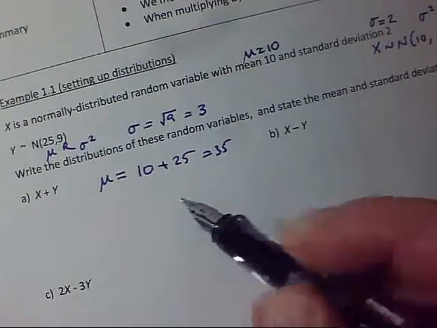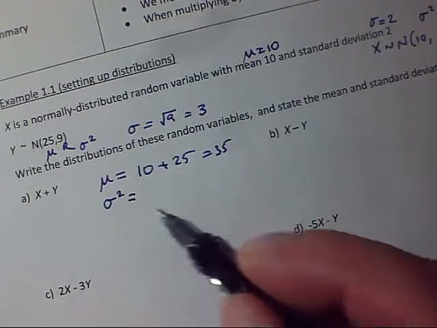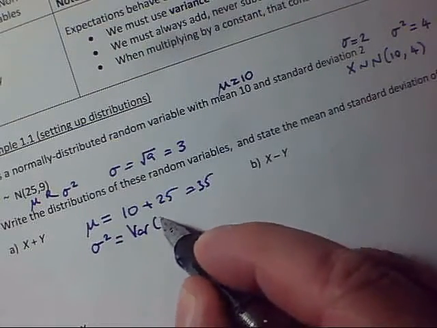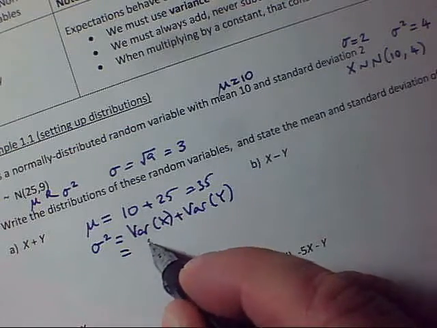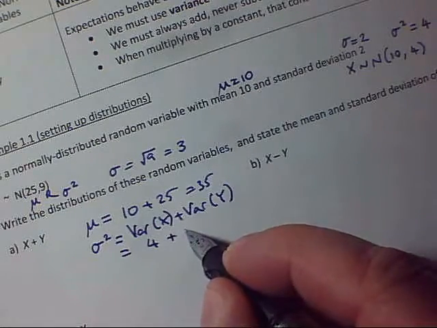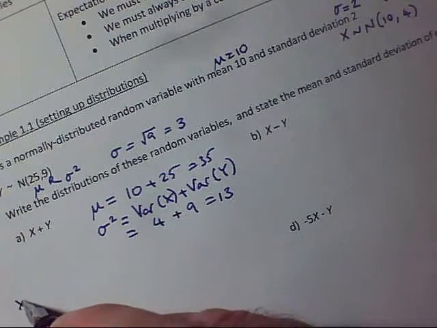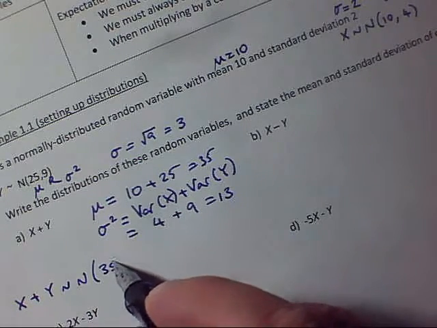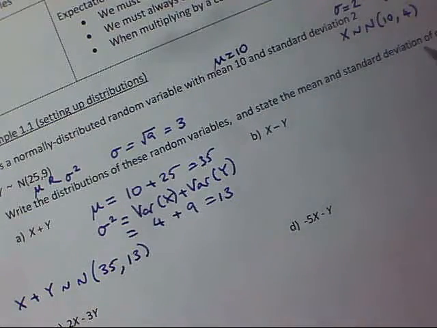So therefore, my new sigma squared for x plus y is going to be the sigma squared for x, which wasn't the 2, it's this 4, so it's the variance of x plus the variance of y. Let's write out the formula, which is the 4 plus the variance of y, this 9, not that 3. So 4 plus 9, which is 13. So therefore, the random variable x plus y has a normal distribution, mean 35, and variance 13.